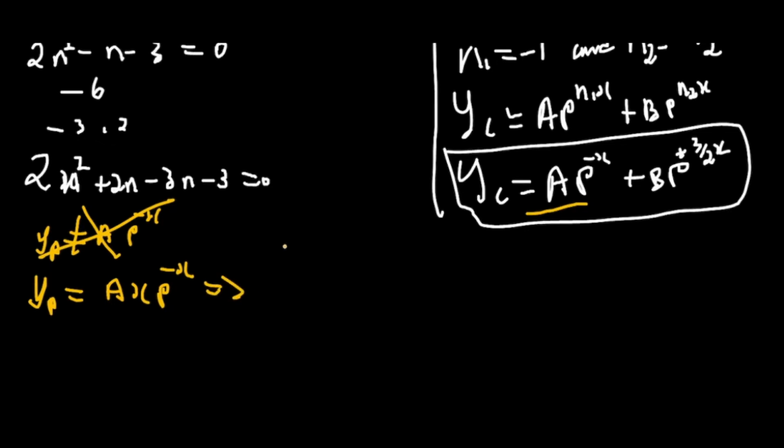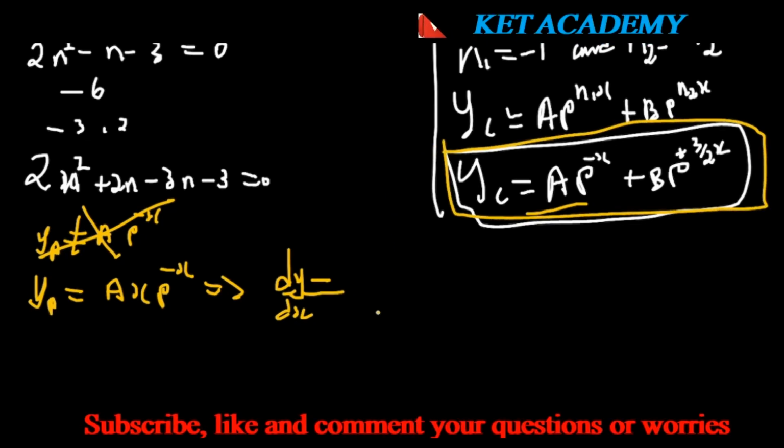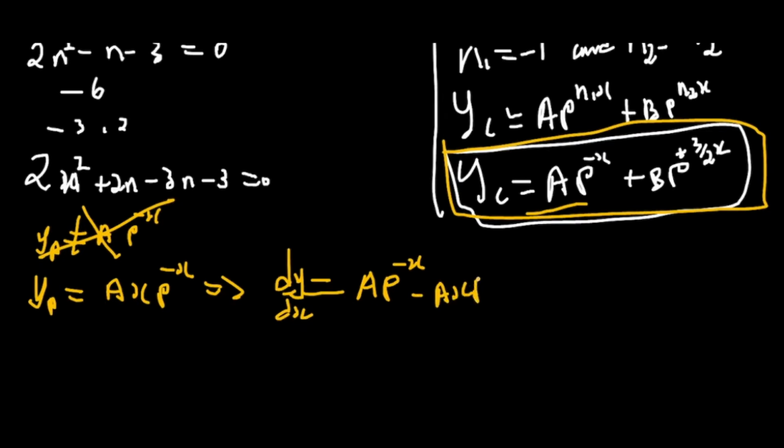So this implies that our first derivative dy all over dx will simply be equal to a e to the minus x. In this case, I've differentiated x. Now if I keep ax constant, it will be minus ax e to the minus x. So I'm done with looking for the first derivative.